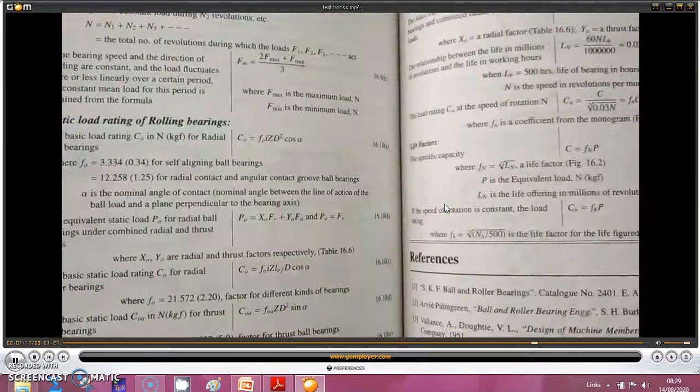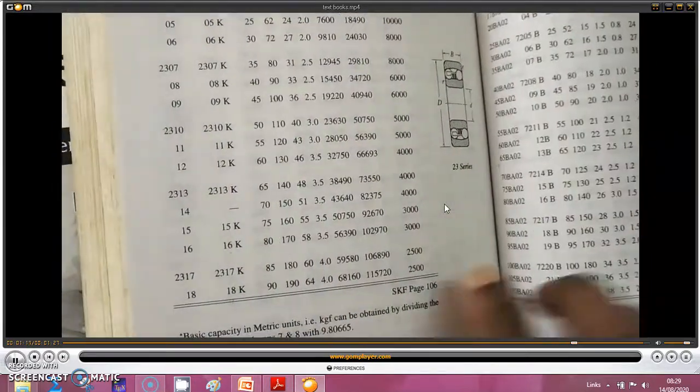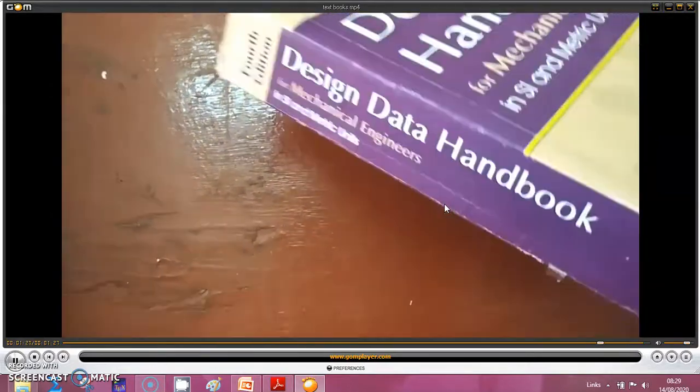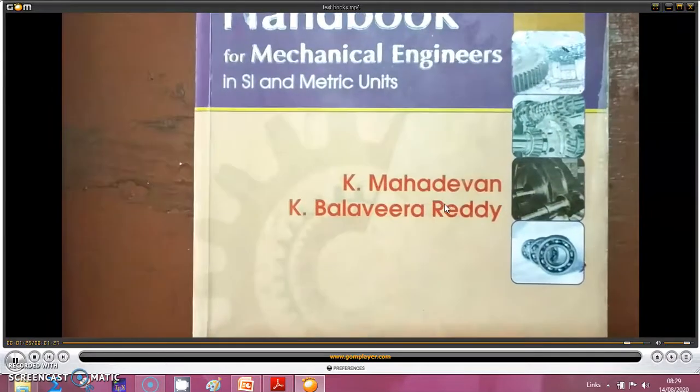So this is around 500 pages and cost around 300 to 400 rupees. And it is available in the bookshop in Trivandrum. So you have to get this book.